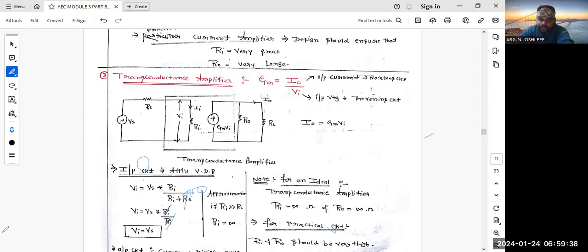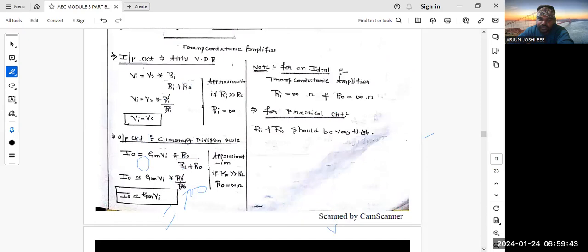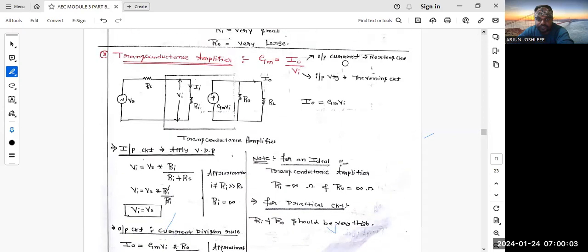So next, for the output circuit we need to apply the current divider rule. Why? Because I apply Norton's theorem. So what is Norton's theorem? Here I naught is equal to GM VI into R naught divided by RL plus R naught. I hope all of you understand. I'm not going to explain in depth, just for this one only. From the next circuit, you need to understand by yourself. Now I am going to apply Norton's theorem.